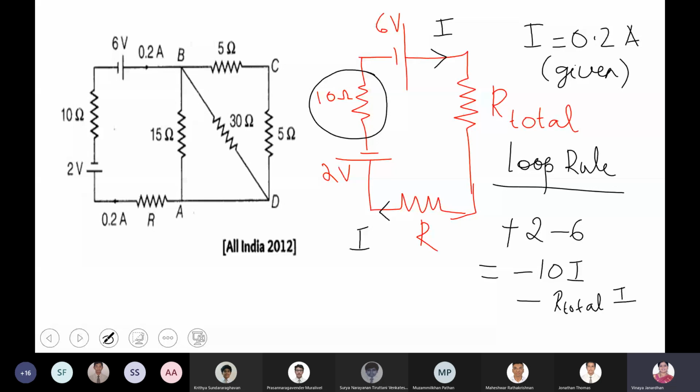What is the current flowing through R? The same current I, in the clockwise direction, so minus R into I. The value of I is given, and the R total you have already calculated, boys. Can you complete this?